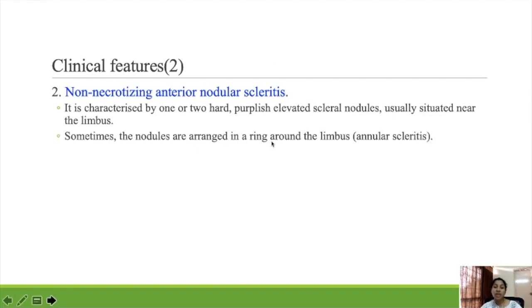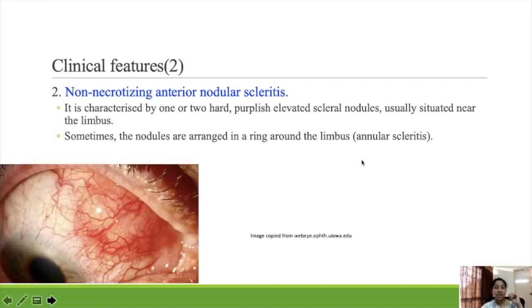Sometimes the nodules are arranged in a ring around the limbus, that is known as annular scleritis. Sometimes the nodules are seen not only on one side of the limbus, they can be seen all around the limbus. Then that is known as annular scleritis. So this is non-necrotizing anterior nodular scleritis. It's near the limbal region and you can see a nodule in the anterior part of the sclera. So the first type was non-necrotizing anterior diffuse scleritis. This one is non-necrotizing anterior nodular scleritis.